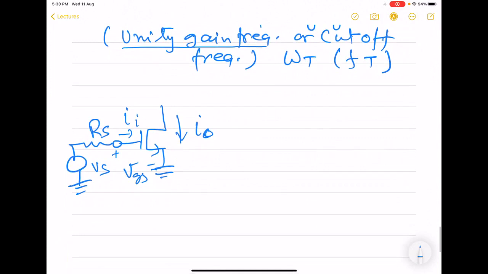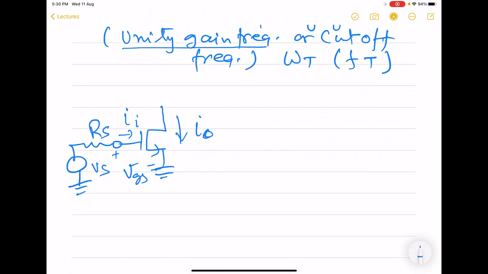So what happens is that as the frequency goes up, the impedance offered by the gate to source capacitor will come down. That is why VGS will come down. And when VGS comes down, this IO is going to come down. So there will be a frequency where this IO will become equal to the input current, which is the gate current. When that scenario arises, using this MOS for amplification is going to be meaningless, because you are anyway providing an input current equal to the output current. So there's no point in using this transistor. And that point is called the unity gain frequency.